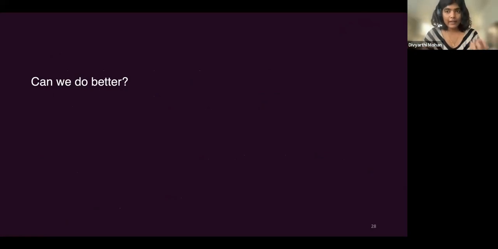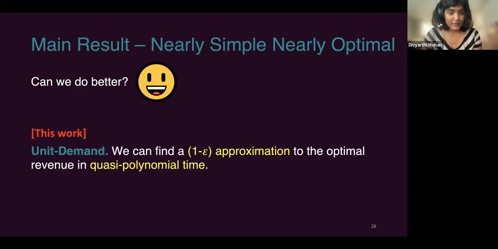And our work tackles this and answers affirmatively that yes, we can do better, and we can do much, much better. We can get a 1 minus epsilon approximation to the optimal revenue in quasi-polynomial time in N.